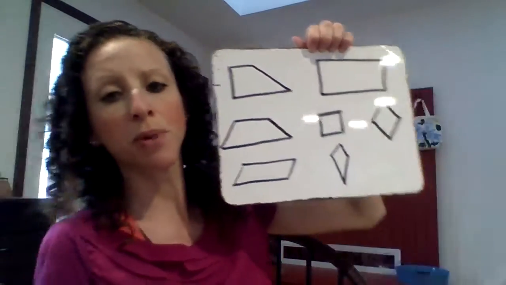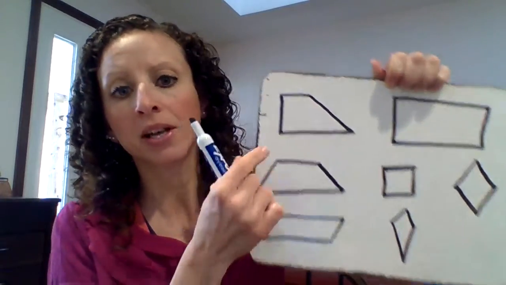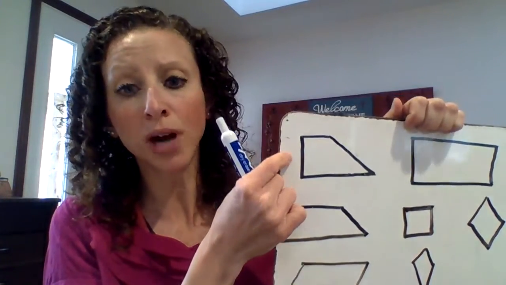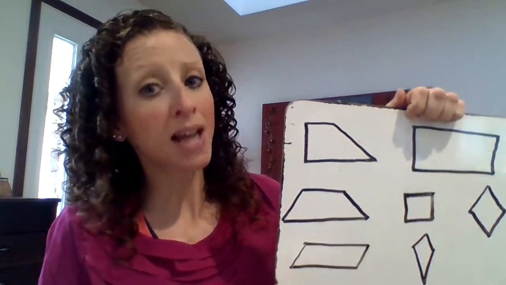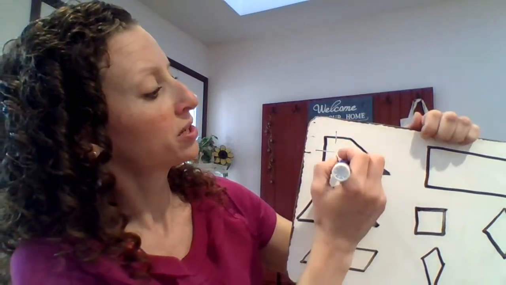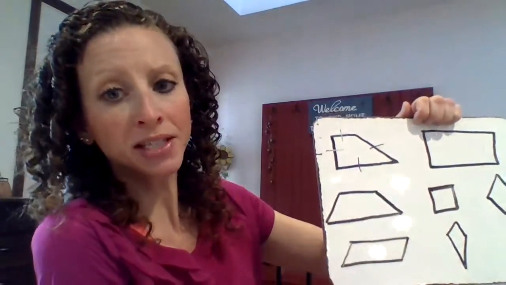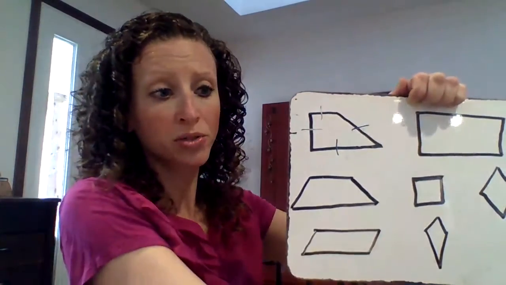I just drew them on my marker board so that you could see. Now this first one up here is a new shape, and it's called a trapezoid. Trapezoid, okay? Let's mark the sides on a trapezoid. So go 1, 2, 3, 4. How many sides does it have? 4, right? A four-sided figure is a quadrilateral.